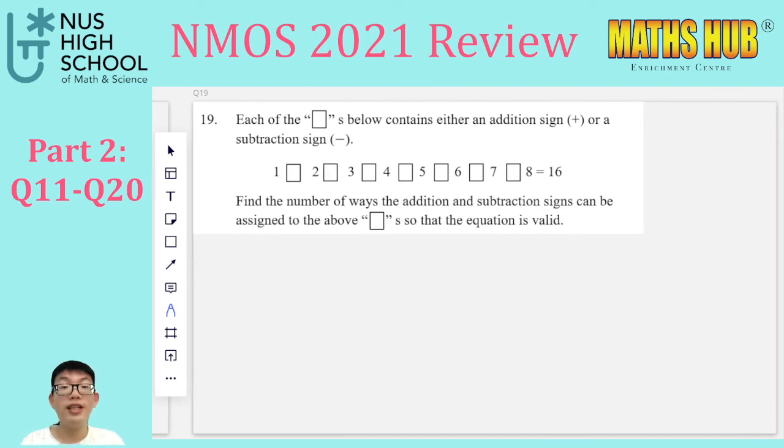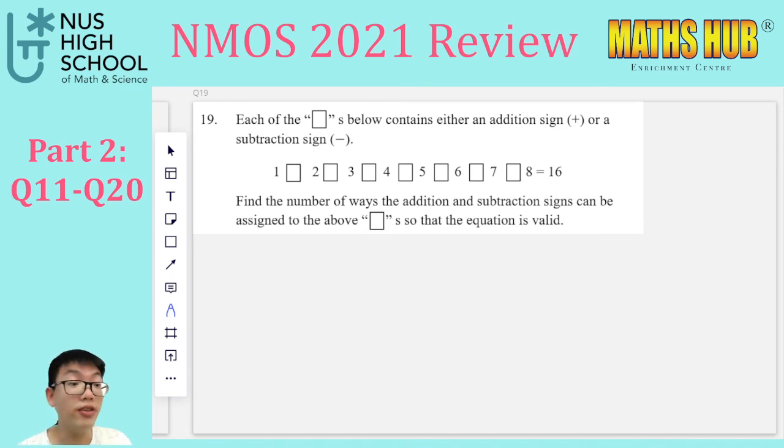Okay, question 19. Each of the boxes below contains either a plus or minus sign. Find the number of ways that you can allocate the plus and minuses so that this is valid. Now, this is a really interesting question.